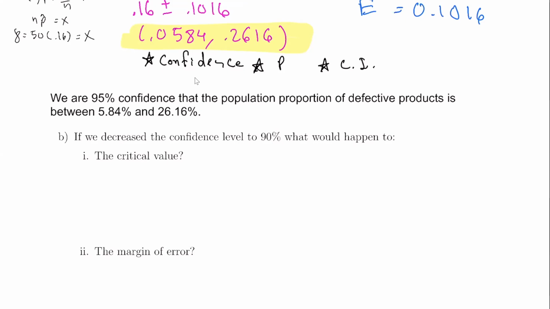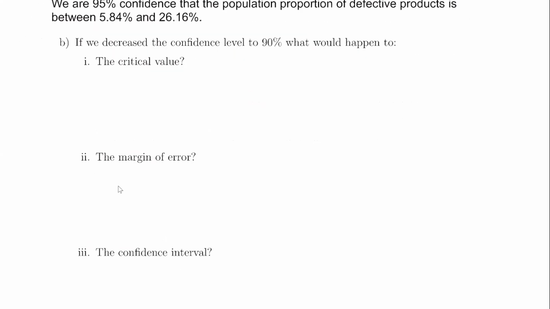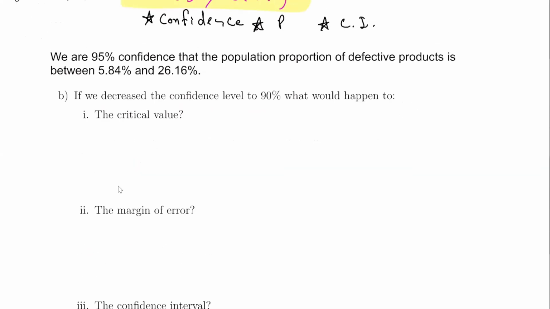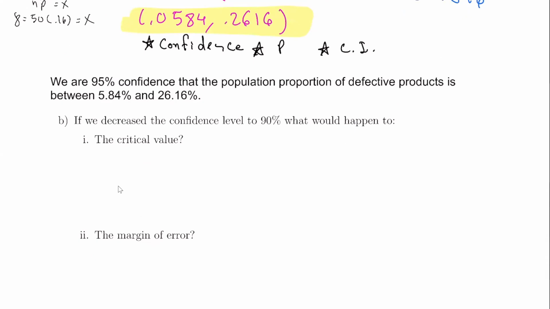All right, up next we're going to do part B. In part B, we're not going to do any calculation. All we're going to do is say what's going to happen to the critical value, the margin of error, and the confidence interval if we decrease from a 95% confidence level to a 90% confidence level. Is the value going to go up? Is it going to go down?